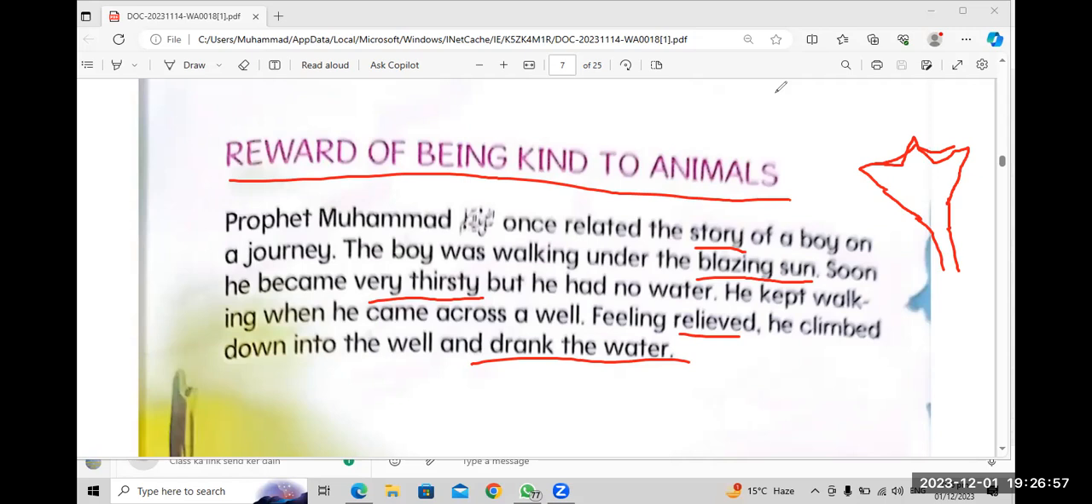So he was feeling very thirsty, but he had no water. He kept walking and walking, when he came across a well. Do you know what is a well? Have you seen a well in your life?